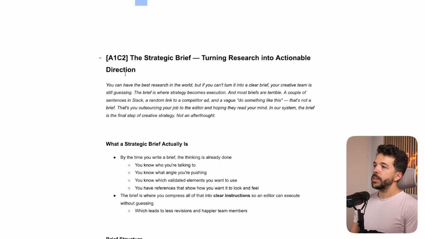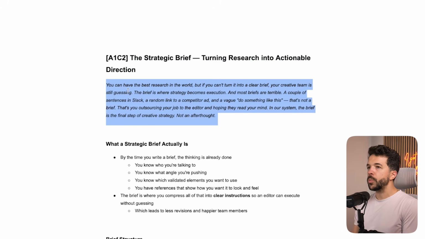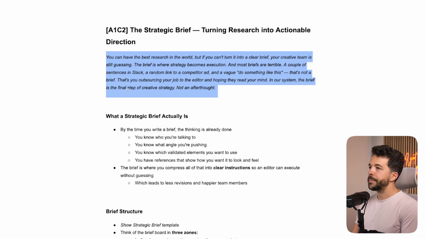Now, Act 1, Chapter 2, we are still in the testing phase. And now we talk about the strategic brief. So this is where we turn research into actionable direction. You can have the best research in the world, but if you can't turn it into a clear brief, your creative team is still guessing. The brief is where strategy becomes execution, and most briefs are terrible.